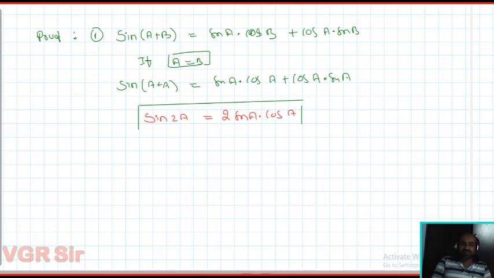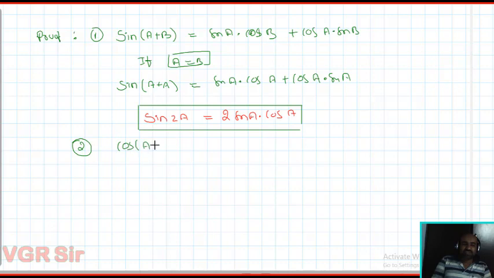Result 1 is completed now. So now I want to prove result number 2, that is cos 2A. For cos 2A, I want to use the cos of A plus B formula: cos A cos B minus sin A into sin B. Here also, A and B you can take as different angles, but I want to take both as equal angles, A equal to B. So instead of B, write A.